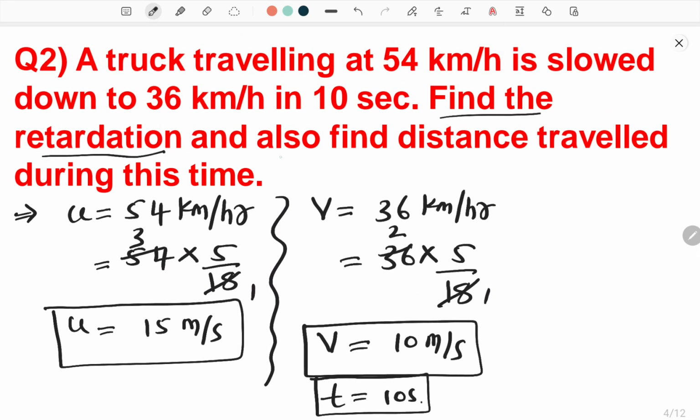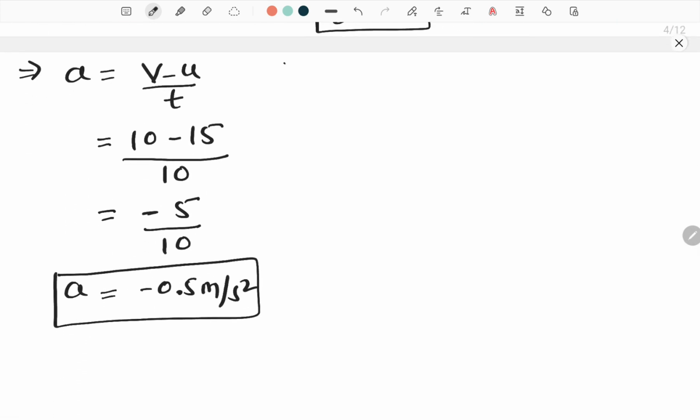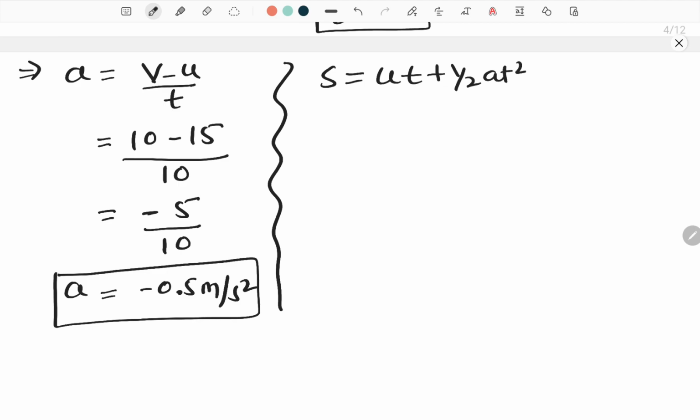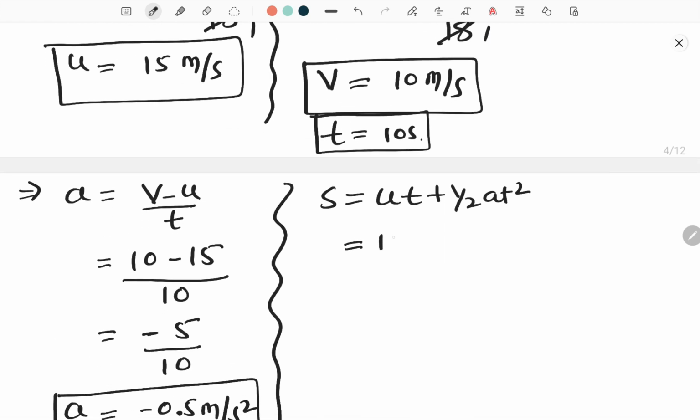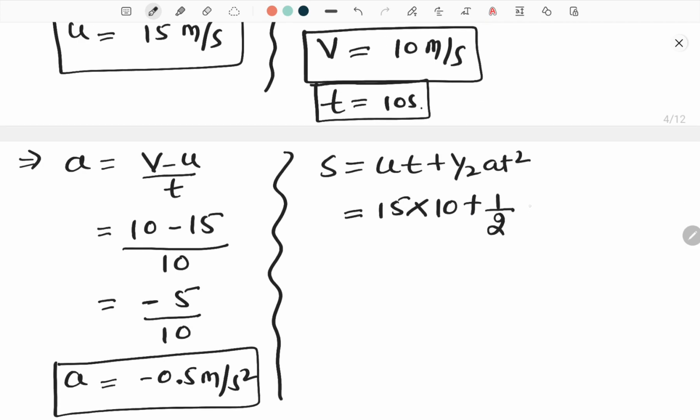All right, and they are also asking us find distance traveled during this time. So distance traveled means the same thing, no, again. So what is that? S is equal to ut plus half at square. I already told you, if you don't want to use this, you can use 2as is equal to v square minus u square also. There is no issue with that. What is the value of u? That is 15 into t is 10 plus half into acceleration is minus 5 by 10. You have to be careful in substituting this. All right, minus 5 by 10 into t square is again 10 square, that is 10 into 10.